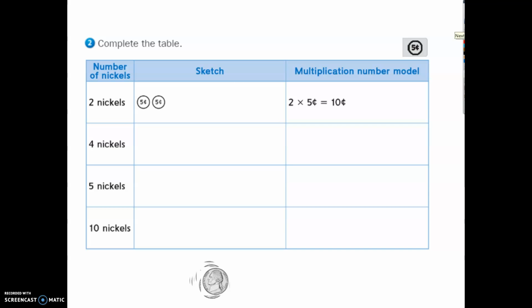Okay, now you're going to do the same thing with the nickel. 2 nickels, a circle and a circle with a 5 cents in the middle. Number sentence, 2 times 5 cents equals 10 cents. I'm going to pause the video and I want you to finish the last 3.